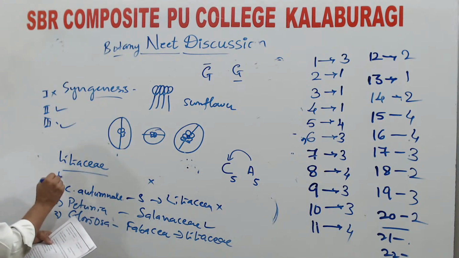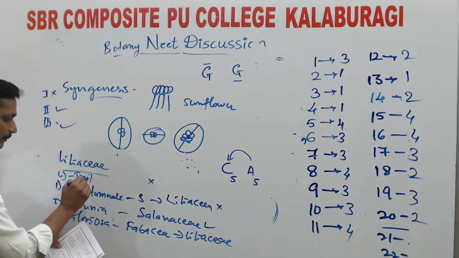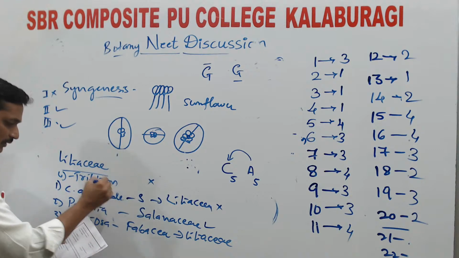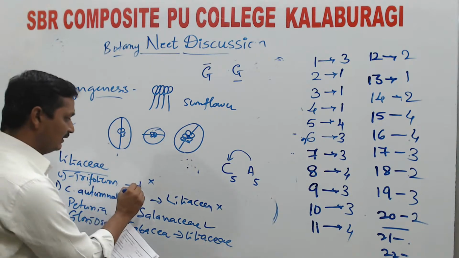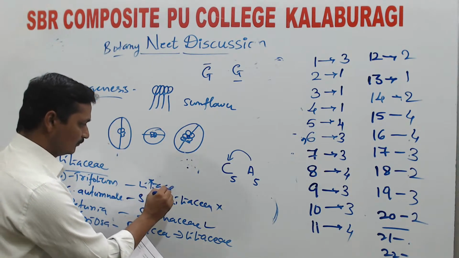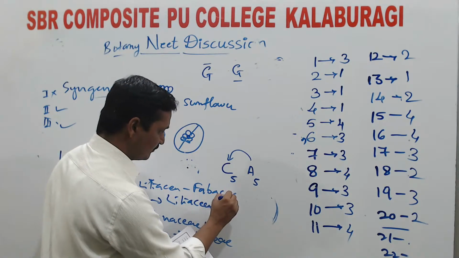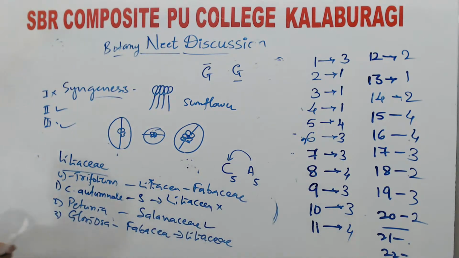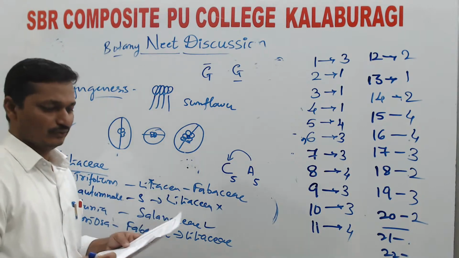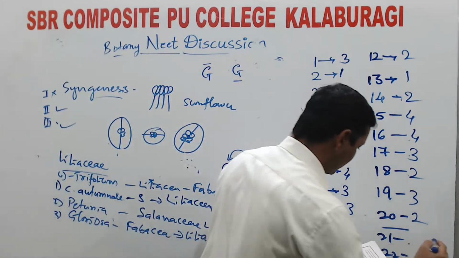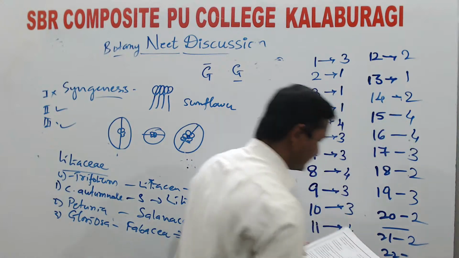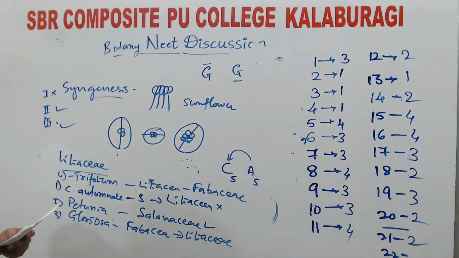Then fourth one is given as Trifolium. They given Liliaceae, but it actually belongs to Fabaceae, an ornamental plant of the family Fabaceae. So out of these four, second option is correct. Petunia belongs to Solanaceae. Question number 21, second option is correct.